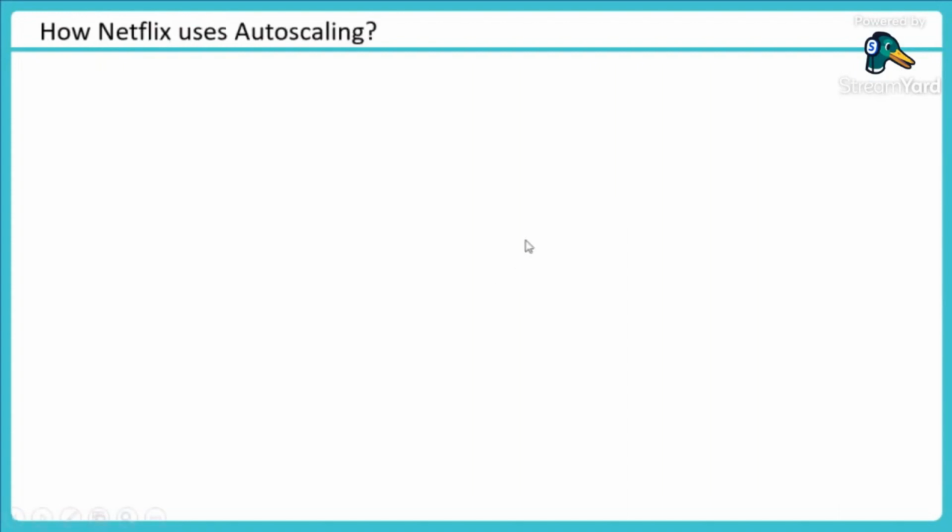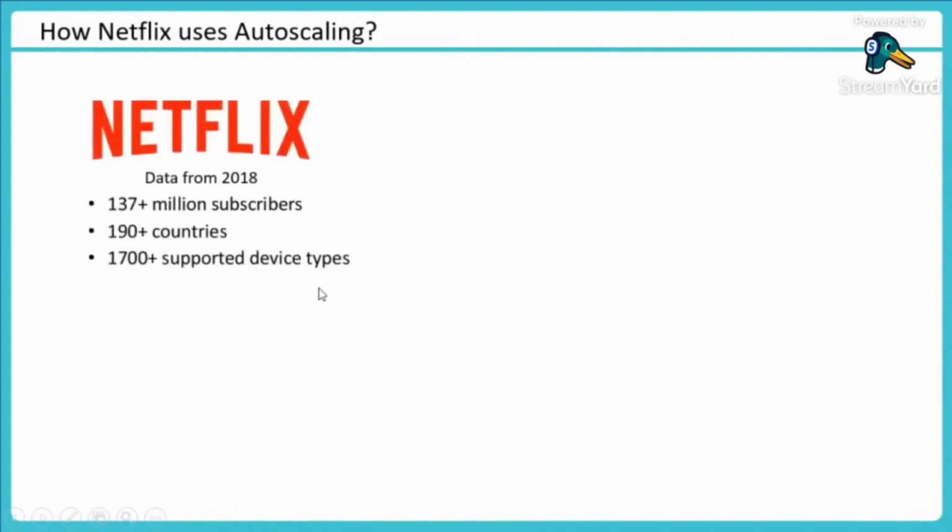Now, a quick use case about Netflix. Probably everyone knows about Netflix, right? The data which I'm sharing is from 2018, so it would obviously have changed by now, but it is a good example to see. Netflix at that time had 137 million subscribers in 190 plus countries, and they were supporting their service on 1700 plus devices: Apple iPhone, mobile devices, laptop, desktop, kiosk, smart TV, all these places.